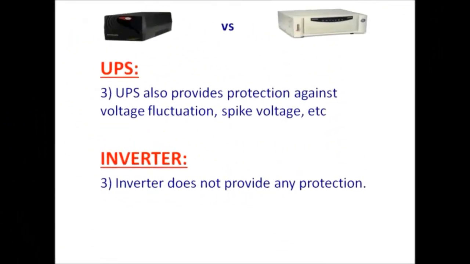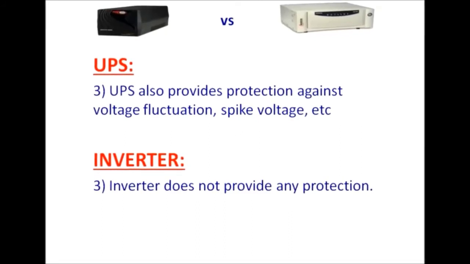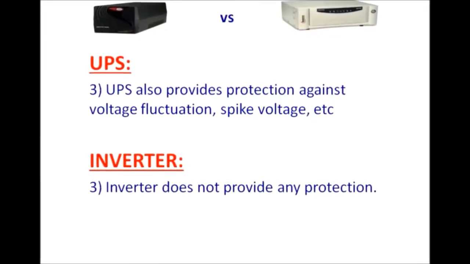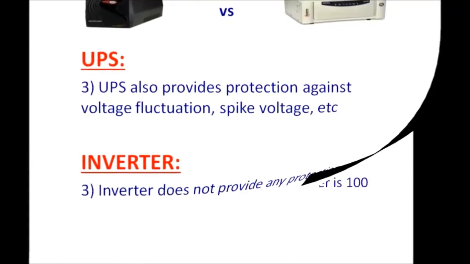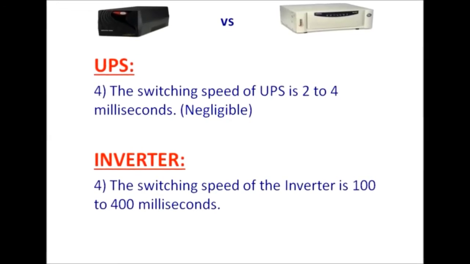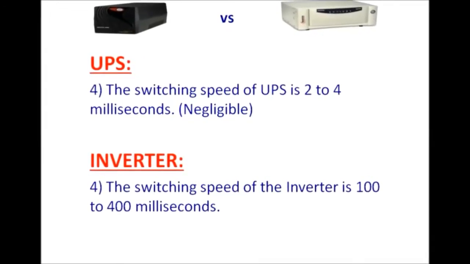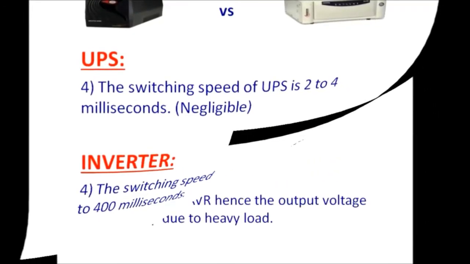And third difference, UPS also provides protection against voltage fluctuations, spike voltages, etc. Inverter does not provide any protection. Fourth, the switching speed of UPS is 2 to 4 milliseconds. Inverter, the switching speed of the inverter is 100 to 400 milliseconds.